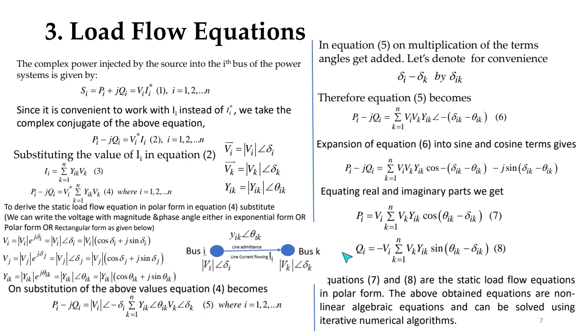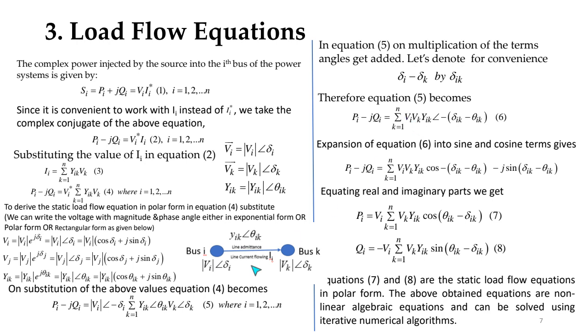All right. So what we're trying to do from equation 5, we write delta I minus delta K, which can be represented as delta Ik. So we simplify equation 5 with respect to this formation. The left hand side is as it is, Pi minus jQi, which is equal to the summation from K equal to 1 to N. And here, if you look at it, what are the magnitudes? Vi, Vk and Yik.